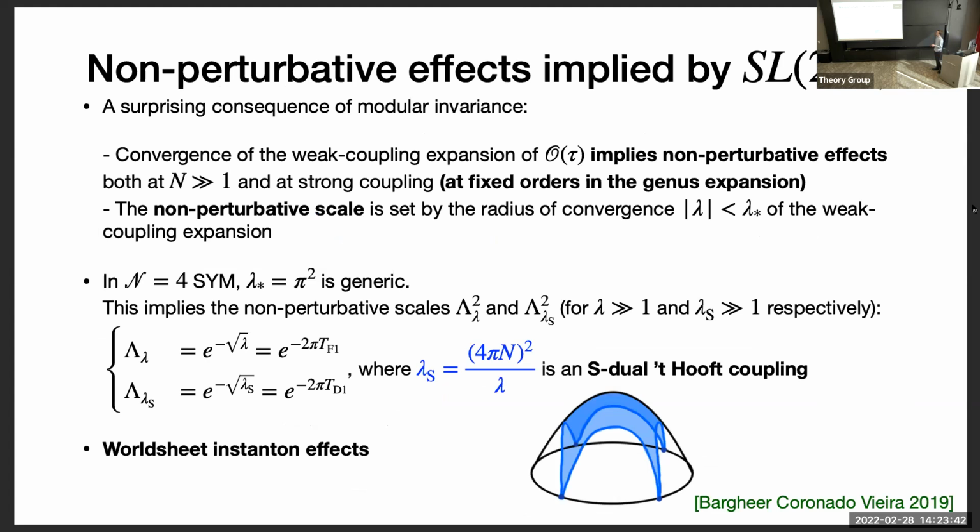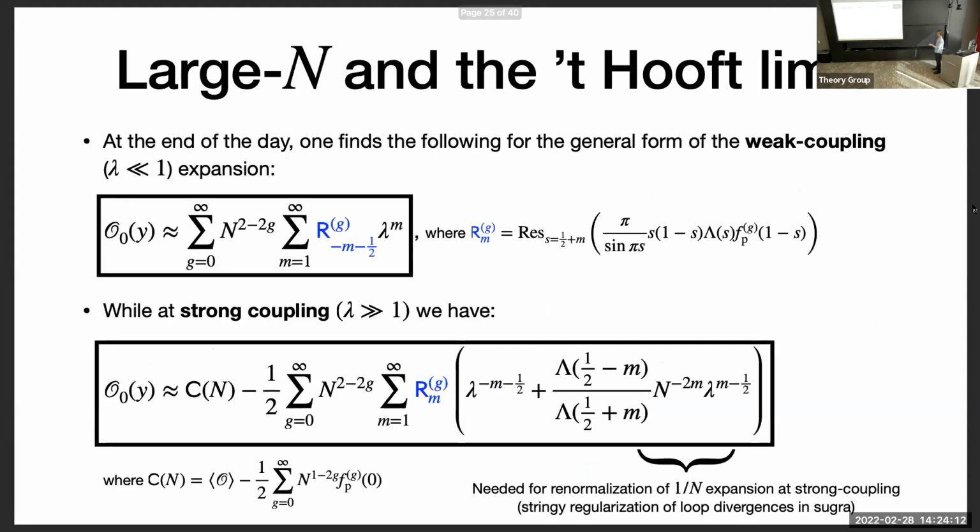So if the weak 't Hooft coupling expansion of the observable is convergent, then that on its own is enough to imply the existence of non-perturbative effects, both at large n and at strong coupling, so large lambda. And I should emphasize here, these are at fixed orders in the genus expansion. And moreover, the non-perturbative scale is set by the radius of convergence of the weak coupling expansion. And that basically follows directly from the fact that it's this common residue function that appears here.